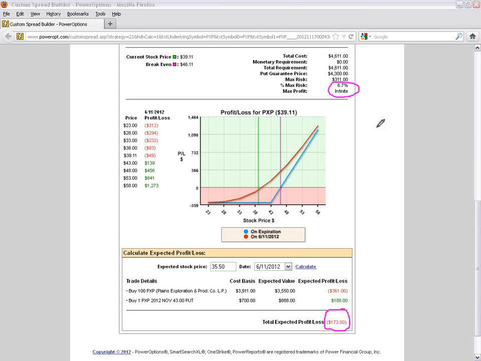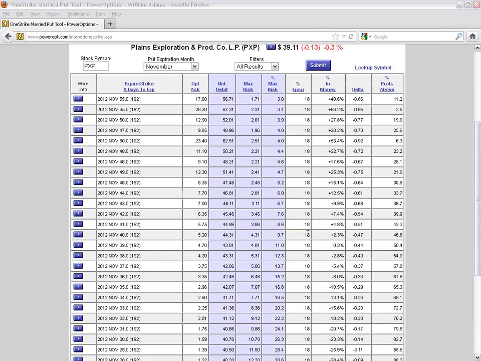If I was okay risking 6.7%, I'm okay taking a loss of only 3.5%. Think about this: the stock's at 39.11. If we drop down about 340 or so, it's almost a 10% decrease, and we're only going to lose about 3.7% on the position. That might be okay to tolerate, and then we can look for another stock at the new time. All right, so that's just briefly analyzing stock that you own using the search by symbol tool.